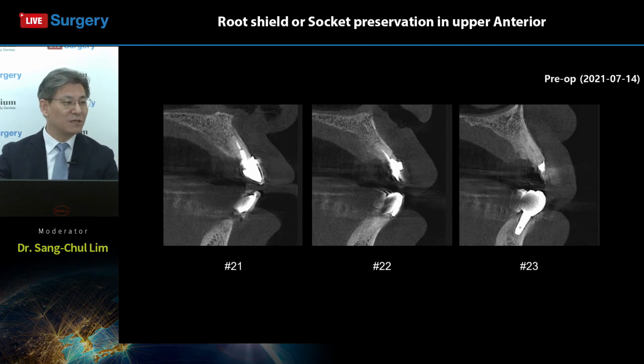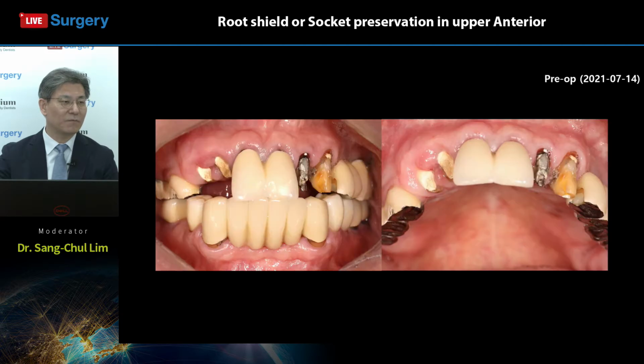Okay, this one is number 21, 22, 23 area. This one is better than the previous one. So I think these areas can all be candidates for implantation, immediate implantation after extraction.